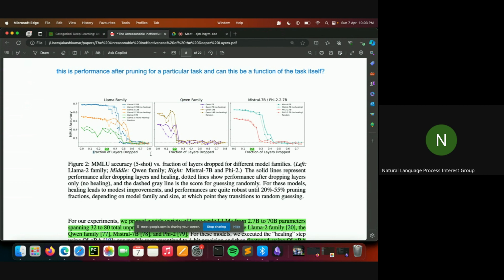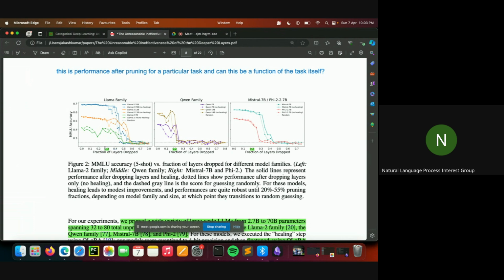On the x-axis, you see the fraction of layers dropped, and you can see here that even if you remove 20% of the layers in the Llama models, the performance is not degrading. It's only after we remove 0.3, almost 30% of the layers, that the performance degradation starts. And after removing 40% of the layers of the model, something like catastrophic forgetting happens, and it is not able to perform well.